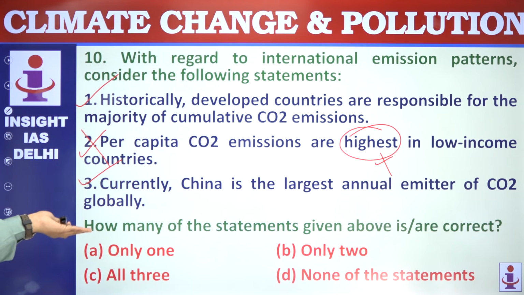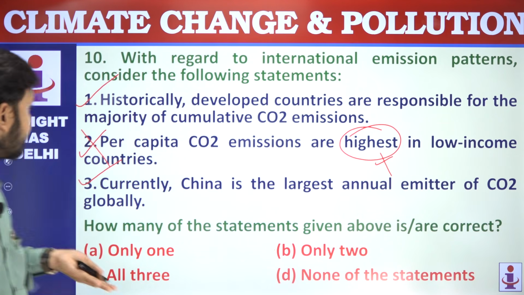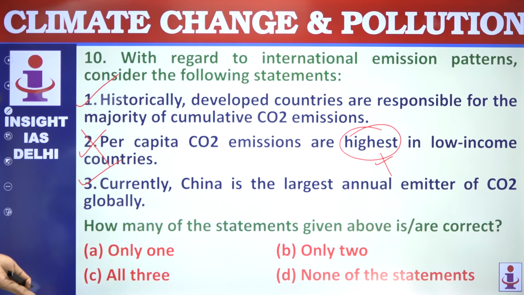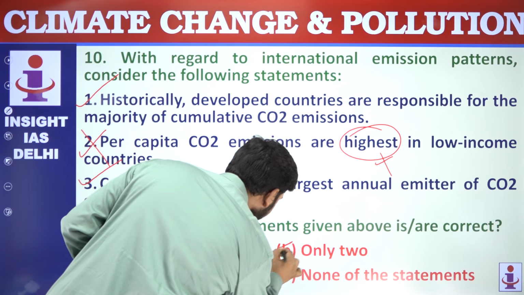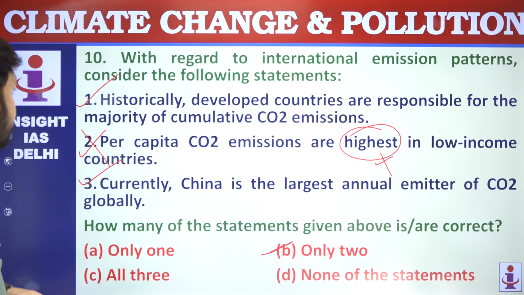So let's read the statement they have given. They're asking for the correct statements, so here 1 and 3 are correct, the second one is wrong. According to the options, only 1 and 3 are right, so it is there in the B option. So let's go to the next one.